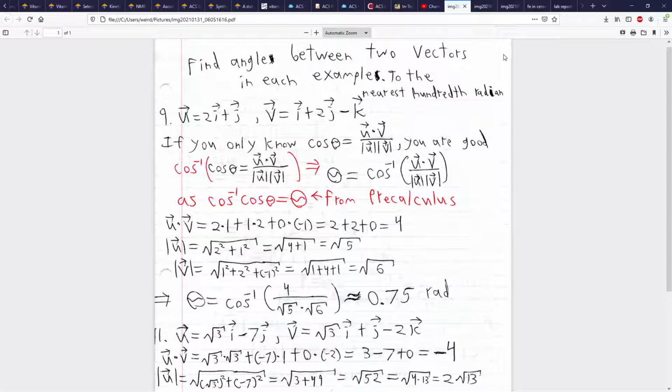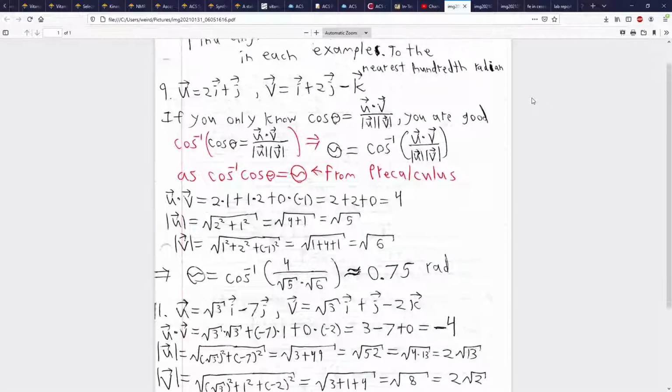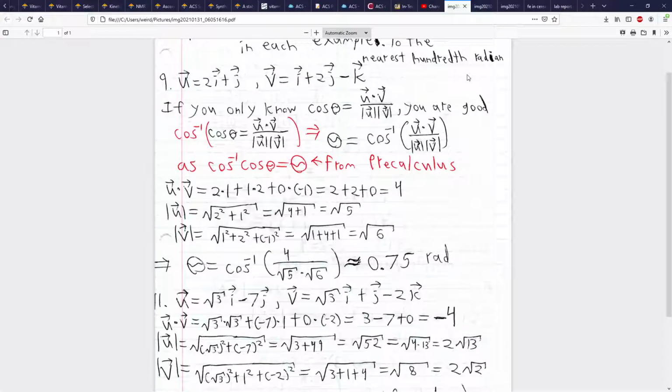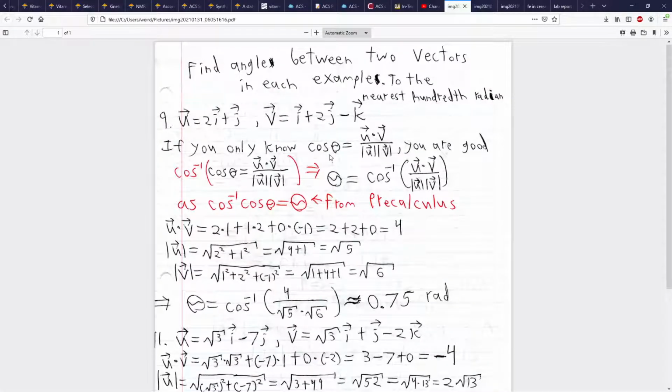So for these next two questions, we are asked to find the angle between two vectors in each example. We want to do it to the nearest hundredth of a radian in this case. So 2i plus j and i plus 2j minus k. But basically I make a point here first that you need to know this formula, one of the formulas involved in this relationship between them, and you're good.